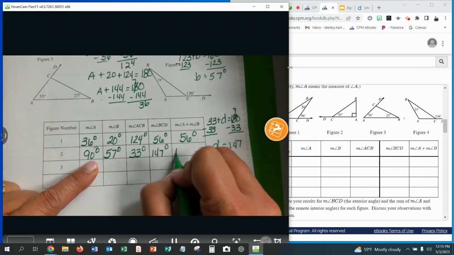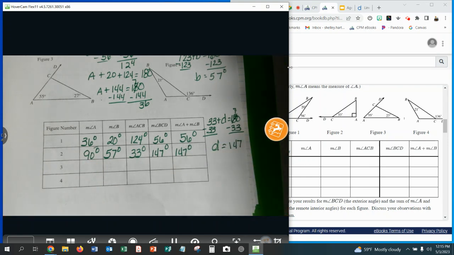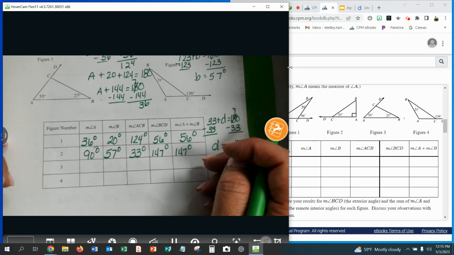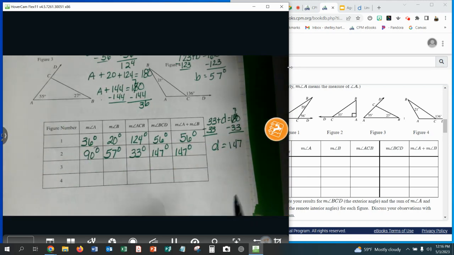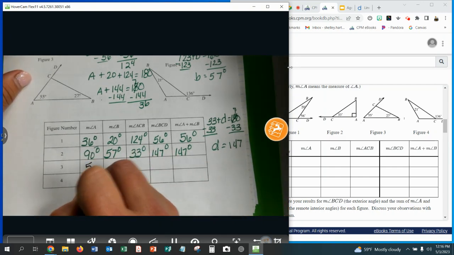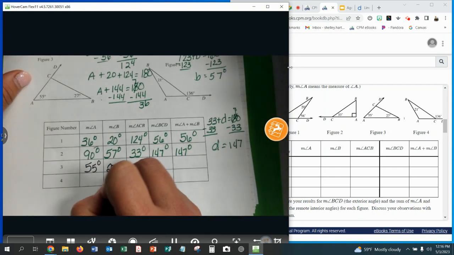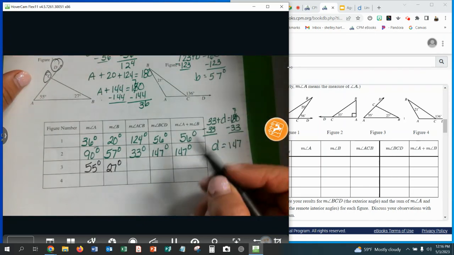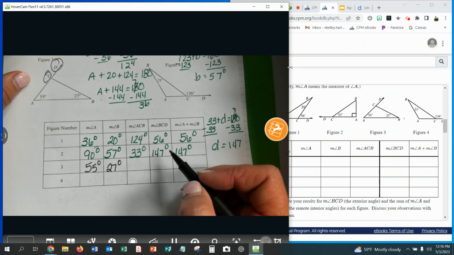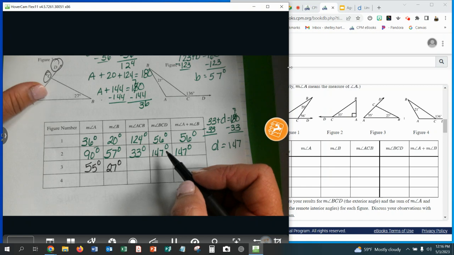So A plus B is also 147. Is that correct? Yep. All right, you guys, let's talk about figure 3. What do we know about figure 3? Mr. Trank. Great. And we need to find what C and D are. So what am I going to do? Mr. Perez, what am I going to do to find out what C and D are?